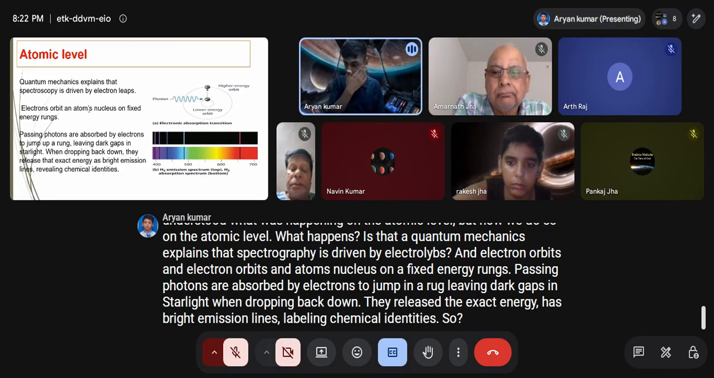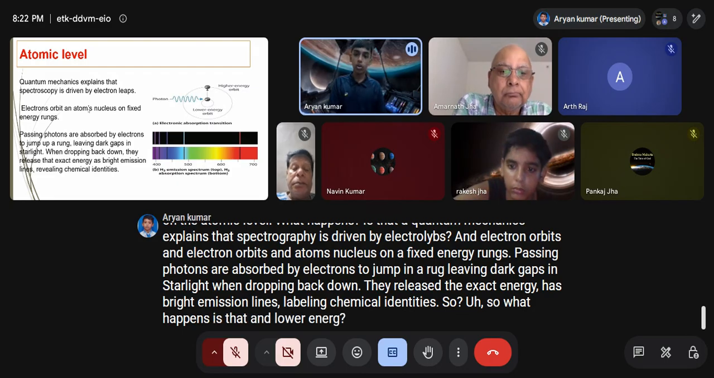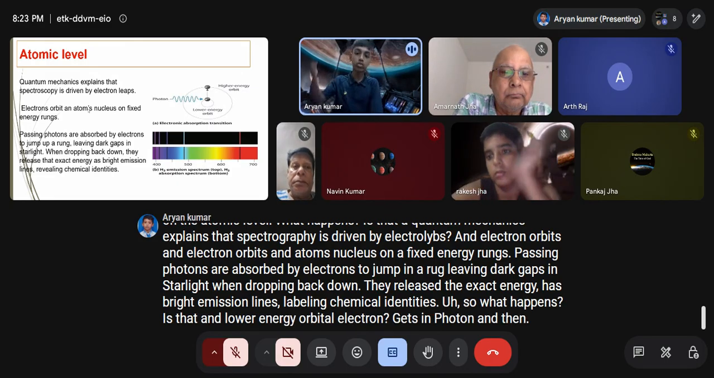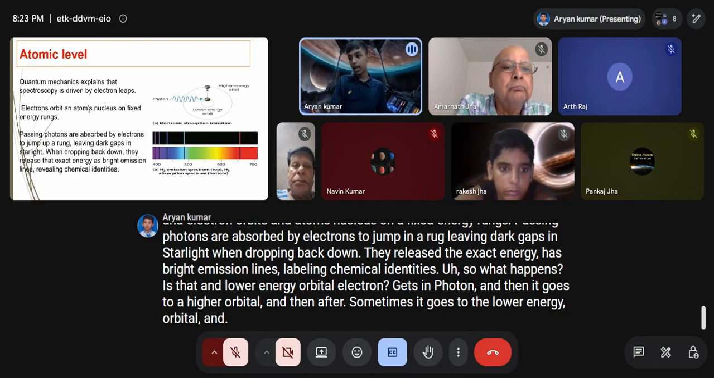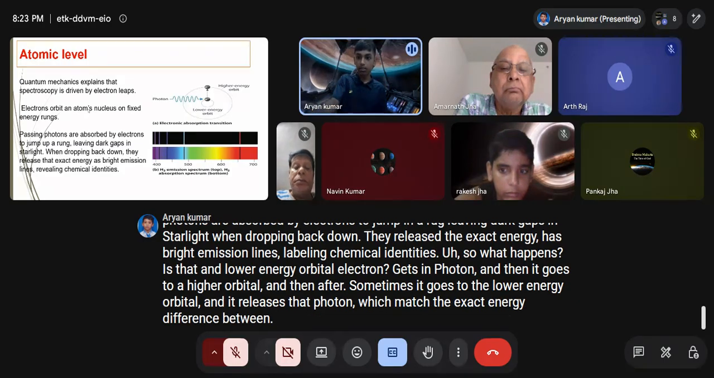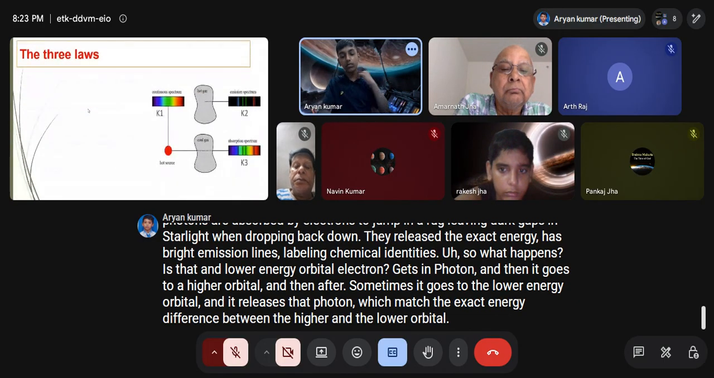So what happens is that in a low energy orbital, an electron gets a photon, and then it goes to a higher orbital. After some time it goes to the lower energy orbital, and it releases a photon which matches the exact energy difference between the higher and the lower orbital.